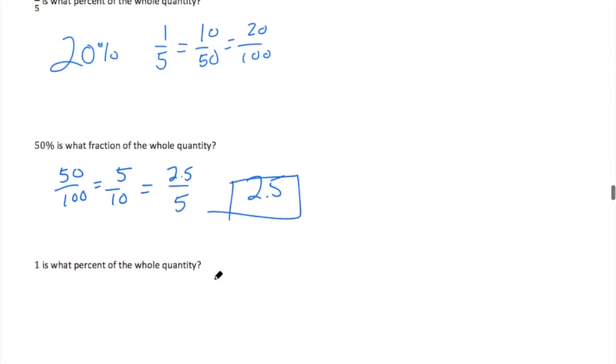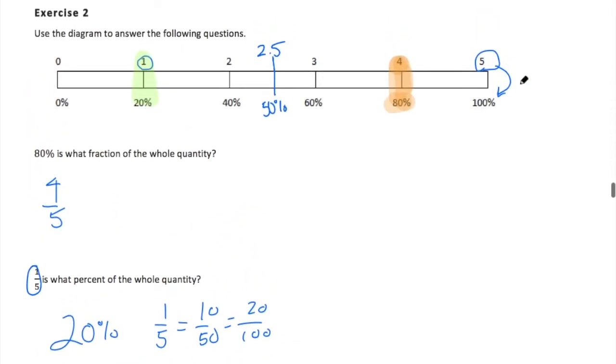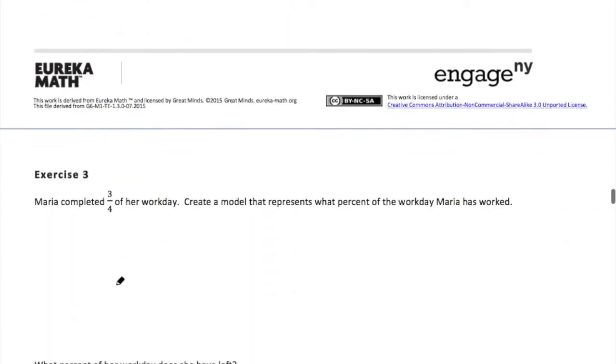Now it says 1 is what percent of the whole quantity. Now don't confuse this with 1 on the double number line. See, look, when we have 1/5, that was 1 on the number line. This one is referring to a whole, 5/5. So 5/5, 1, that's going to be 100% in our picture here.